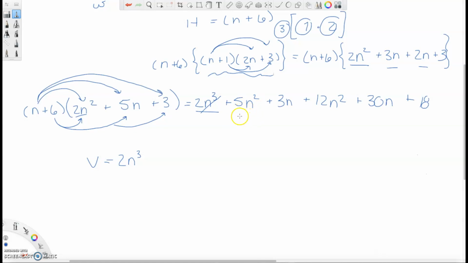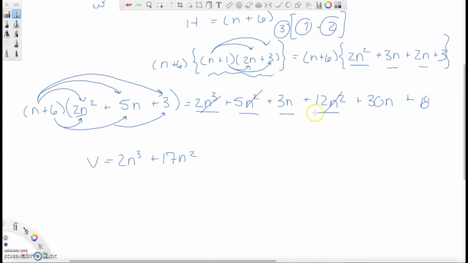We move on to the 5n squared. What other terms match 5n squared? Remember, coefficients don't matter in this. We're just looking for terms that have n to the 2. We check 3n. Nope, doesn't match. It's n to the 1. Oh, but look, this is 12n squared. So I can add 5n squared to 12n squared. When you're adding terms, remember the only thing that changes is the coefficient. So 12 plus 5 is going to give me 17, and the n squared stays. So that's 17n squared. Again, cross these off. We're done. We can now move on to 3n.